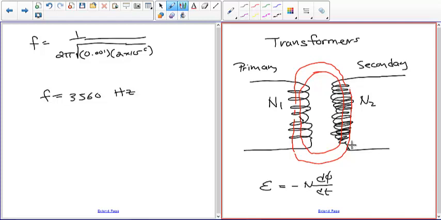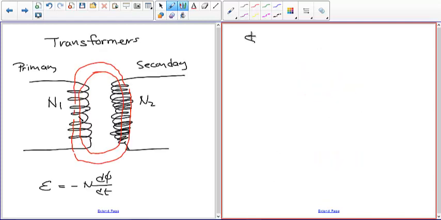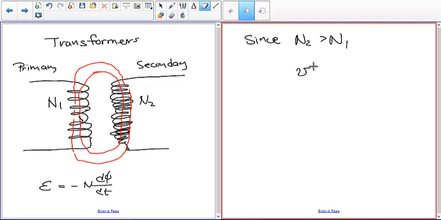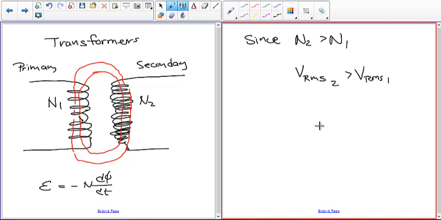the voltage. So the way I've got it right now, since N2 is greater than N1, the voltage in the secondary loop, and we'll use RMS because it always has to be an alternating current, VRMS 2 is going to be greater than VRMS 1. So the voltage, just think of it as voltage. By increasing the number of loops, you're going to increase the voltage in the secondary loop.